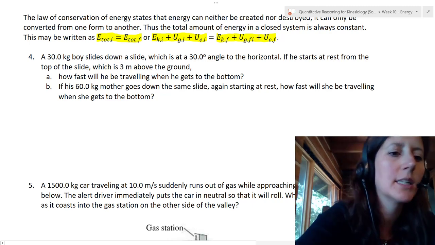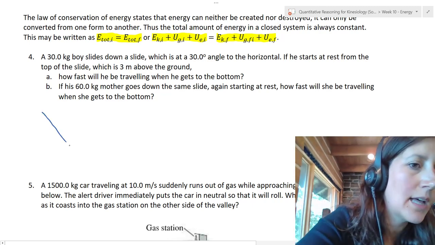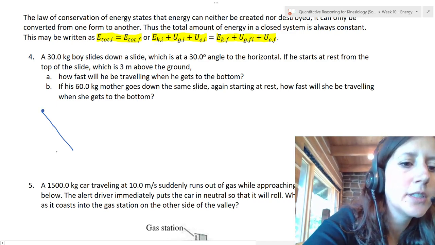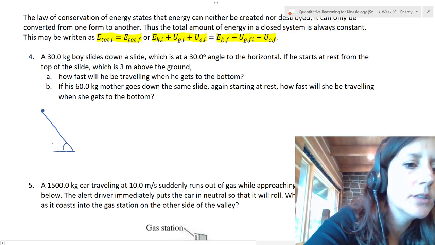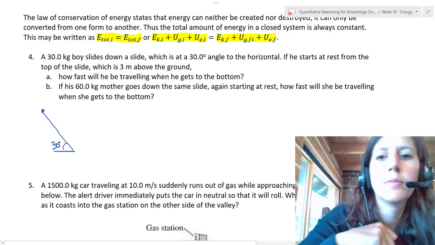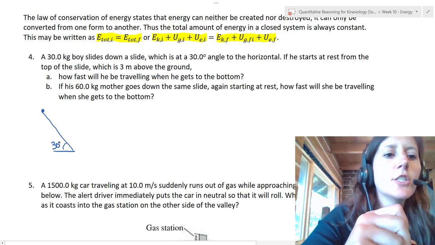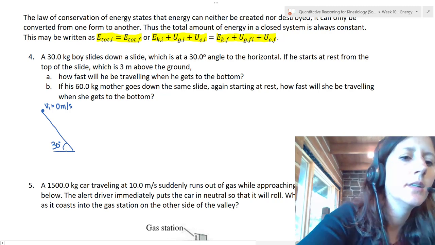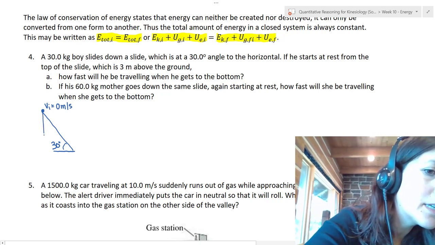Okay, let's start with just a little diagram here. We have a slide. Here's a boy at the top of the slide. It's at a 30-degree angle to the horizontal. He starts from rest at the top of the slide. So initially he's at the top of the slide and he's not moving. So his speed is 0 meters per second. The slide is 3 meters above the ground.